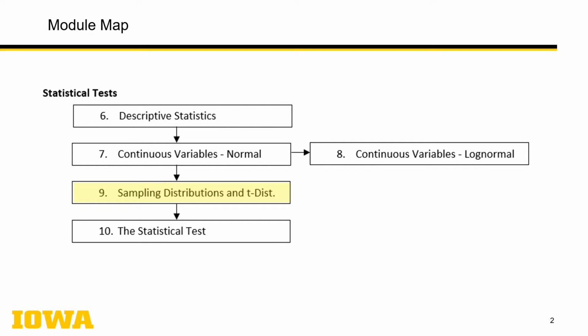Here is the module map associated with this 9th module in the series. In this grouping of statistical tests, you can see we started with descriptive statistics and then on to continuous variables, the normal distribution. Now we're furthering our way towards our ultimate goal of understanding what a statistical test is, with some of the underpinning statistical hypotheses and theorems that are associated with a statistical test in this module. It is very important, therefore, to review this module before the next one.